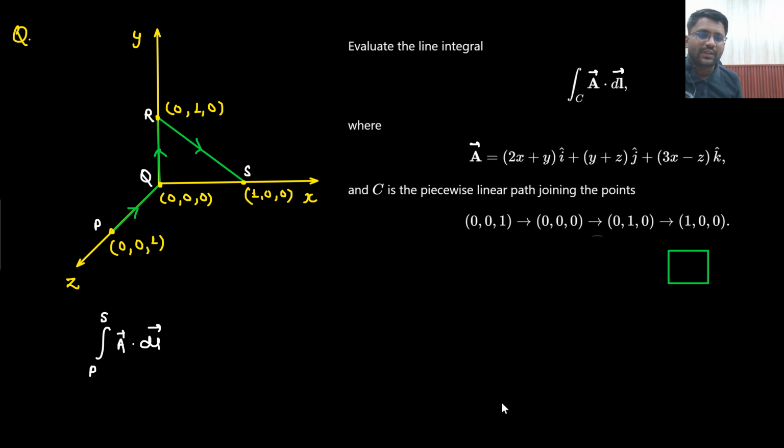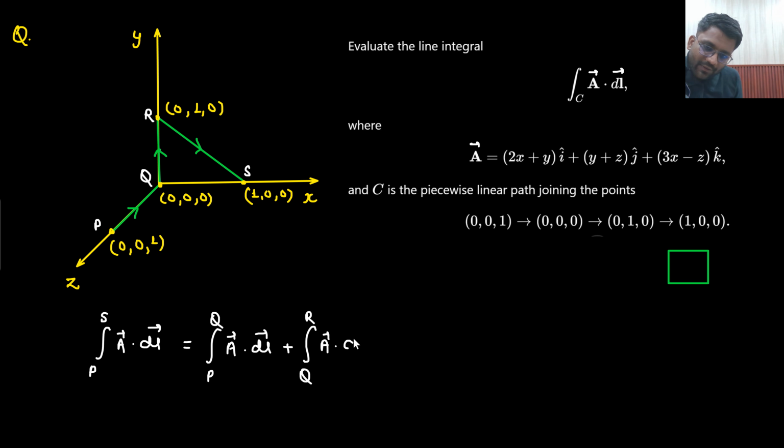Is it an open line or closed line? You tell me the path. It is an open line only. So that's why there is no circle like this. If it is a closed line, then I will put a circle here. If it is an open line, then I will not put a circle. So I need to go from P to S and calculate A dot dl. So can I write it down in this manner that first I will go from P to Q, A dot dl, then from Q to R, A dot dl, and then from R to S, A dot dl? Say yes or no.